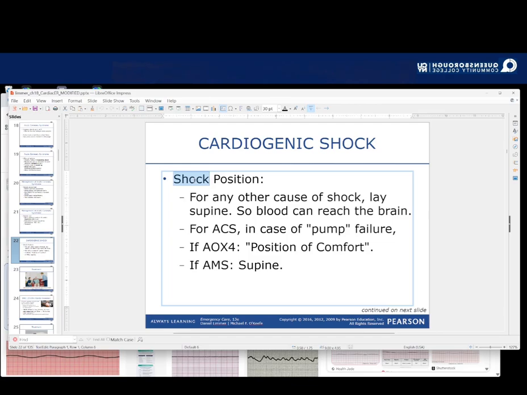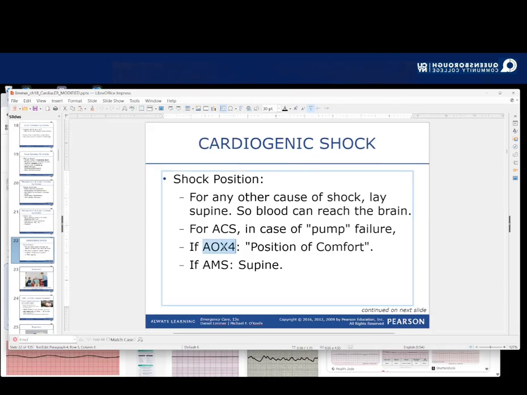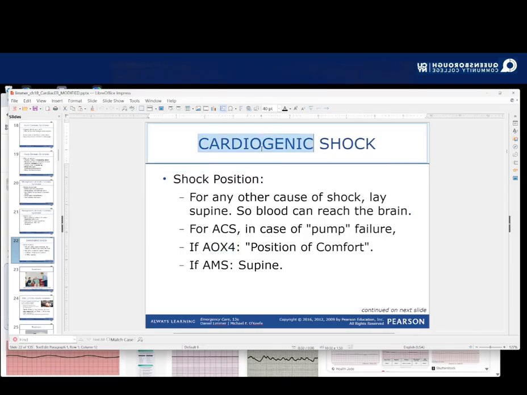That said, in ACS, in any kind of cardiac condition where the cause of the shock is caused by the heart, genic means caused by what? Caused by the heart. So cardiogenic shock. If the patient is fully alert and oriented, being alert and oriented means the brain is getting enough blood supply. For the moment, the brain is getting enough blood supply. You don't have to send more blood to the brain. You don't have to put them supine. And then for cardiogenic shock, here's the thing.